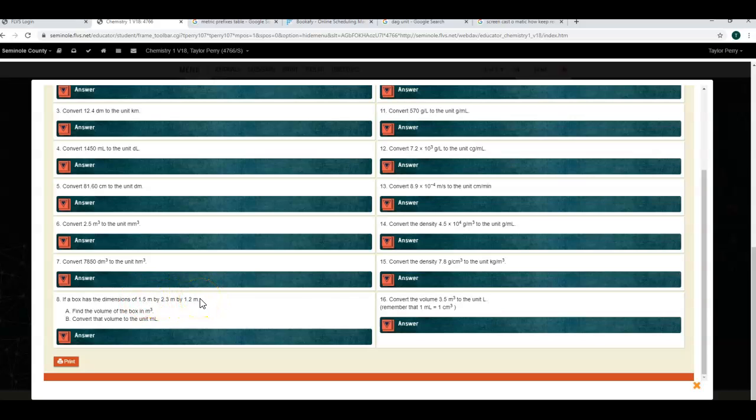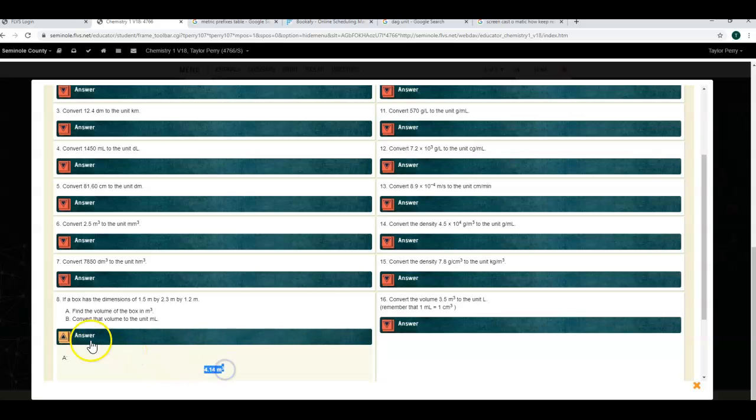You're just going to do 1.5 times 2.3 times 1.2. You should get 4.14. I don't know if this book is a stickler for significant figures, but they might be. It might be 14.1. Let's just see. Nope, they gave us 4.14.